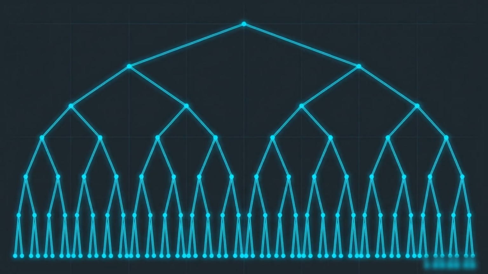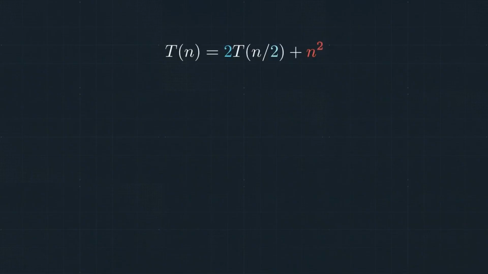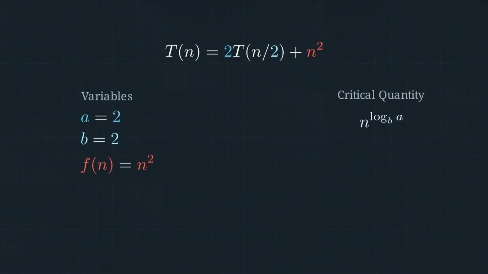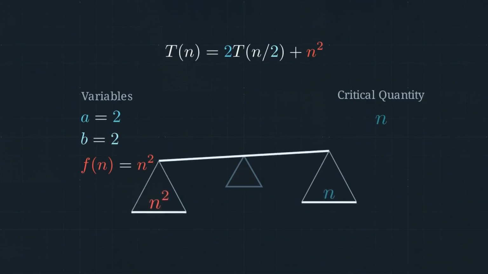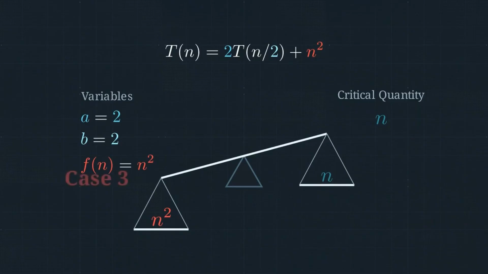This final matrix tests our third recurrence. Our a and b are both 2, but our f of n is now n squared. We execute the calculation for the critical quantity, yielding just n. On the scale, we compare the heavier non-recursive work of n squared against the lighter critical quantity of n. The scale tips heavily to the left, triggering case 3.